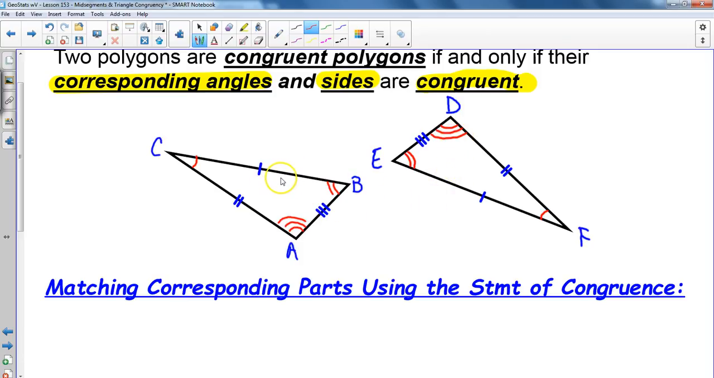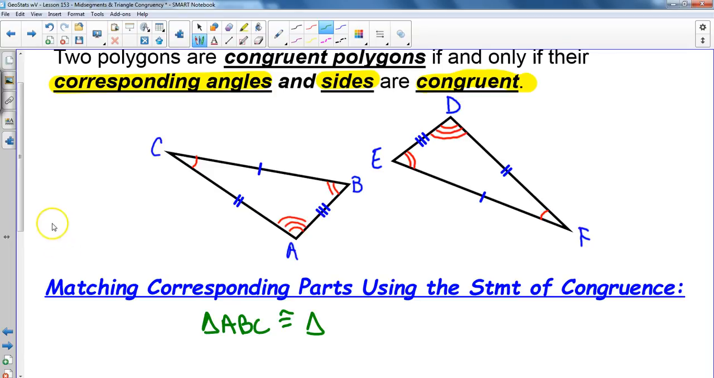And then we can similarly say that side BC is congruent to side EF, side AC is congruent to side DF, and side AB is congruent to side DE. So more generally, what we write is that triangle ABC is congruent to this other triangle DEF.